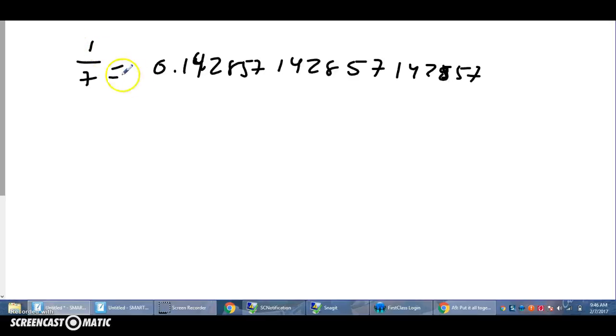And think about this. What I noticed was, well, what's double seven? Double seven is 14. What's double 14? Double 14 is 28. And what's double 28? Well, double 28 is 56. We'll bump that up to 57. So then I remembered 1/7 is 0.142857.